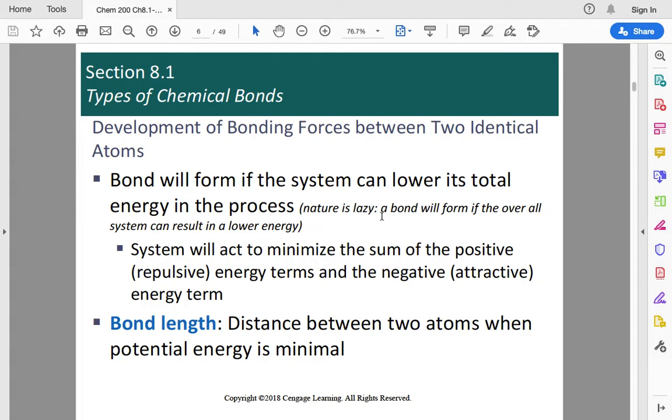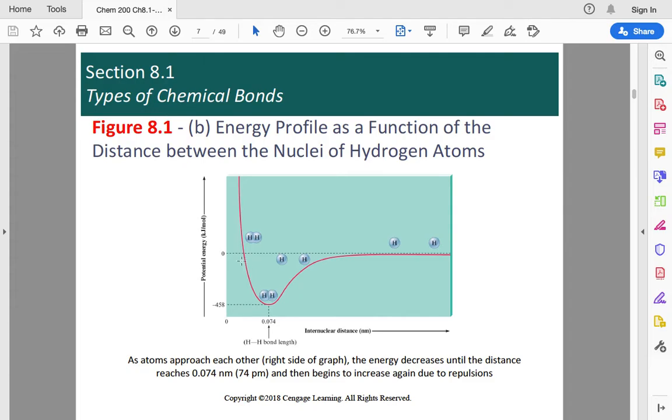Remember, nature's lazy. It'll form a bond if that makes the overall system, the molecular compound, have lower energy than it did by itself. So that's what we're seeing in this diagram here. Here is hydrogen, and we have the energy as well as the distance between the two atoms. These hydrogens are coming closer and closer together until they reach this ideal bond length.